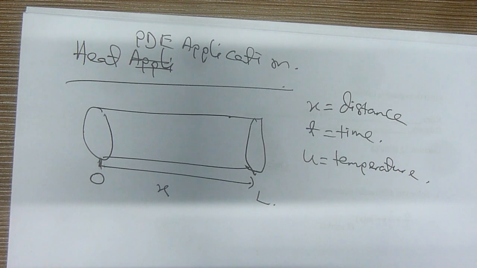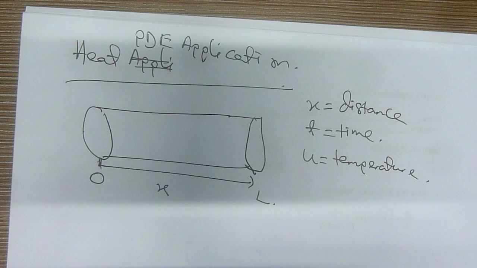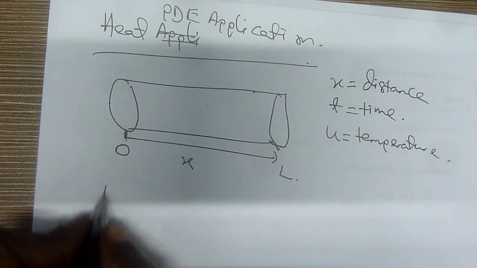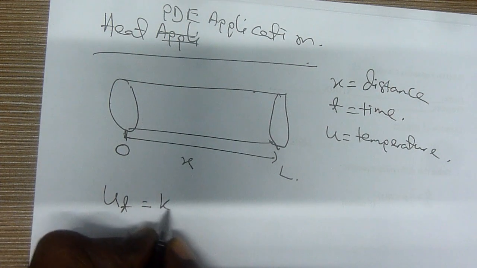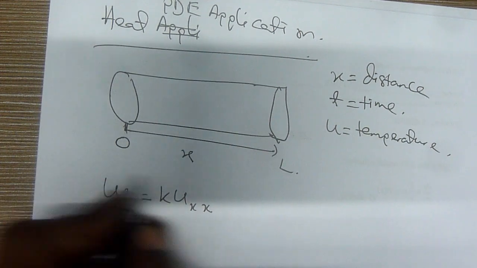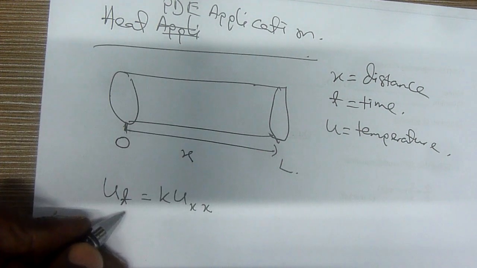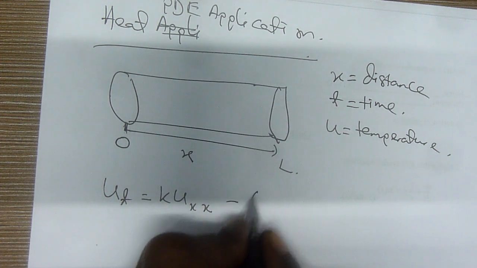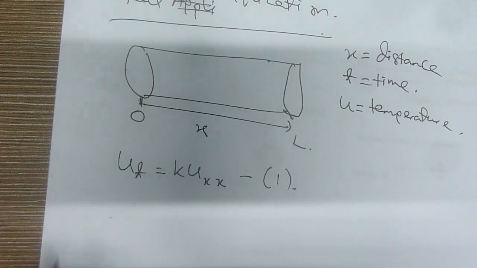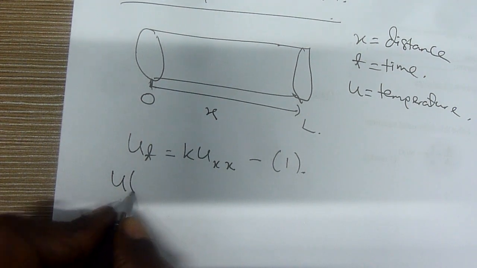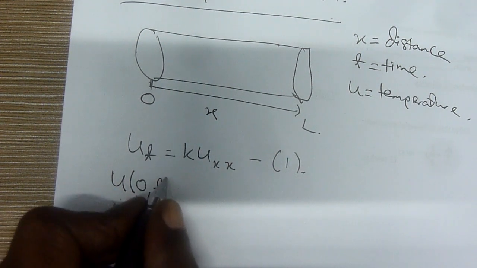Now I would like to give you a few of these things. The heat equation will always be equated with this: k u_xx. The first question: sir, where did you get this equation and how is it connected to this? Let me explain that later. Just give me 1 minute, and I will explain how this is connected to this equation. And this one is u(0,t).